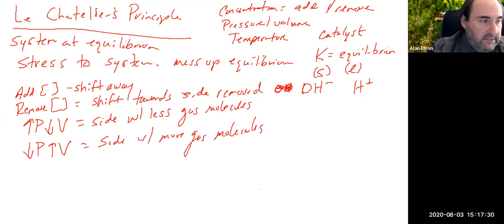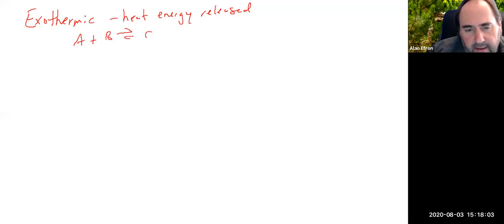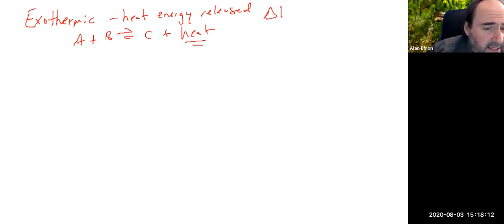Now, when we talk about some other things that affect it, temperature is another big factor in terms of affecting it. So when we talk about temperature, it's either going to be exothermic or endothermic. And exothermic means that heat and energy is released. And when we look at a reaction that is exothermic, that means heat and energy is considered a product, and it's on the product side. And it means that delta H value typically is a negative number.